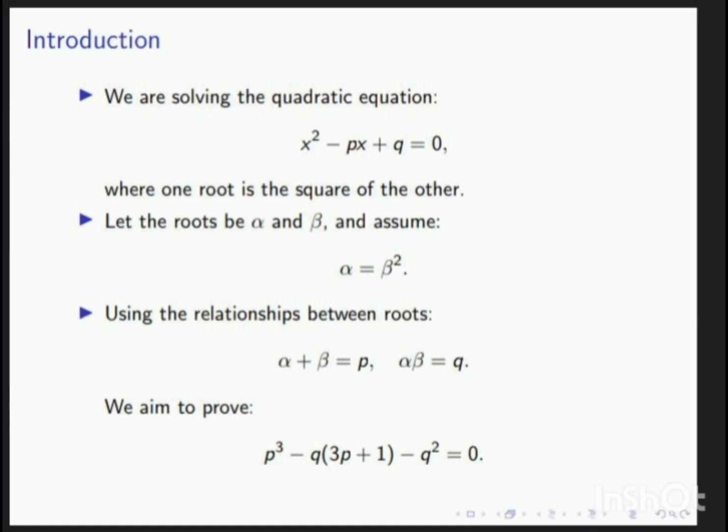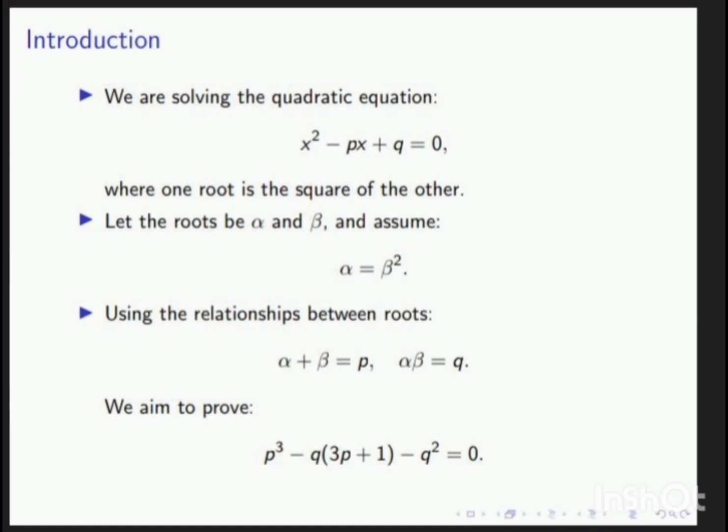Since it was already stated in the question that one of the roots is equal to the square of the other root, we say that alpha, being one of the roots, is equal to beta squared, that's the square of the other root. Now recall from the basic relationship that the sum of the two roots, alpha plus beta, equals minus b over a, and the product of the two roots, alpha beta, is equal to c over a. And you know that for a general quadratic equation we have ax squared plus bx plus c.